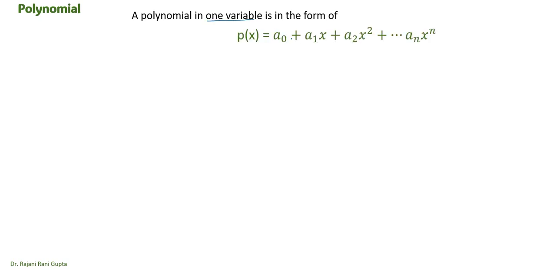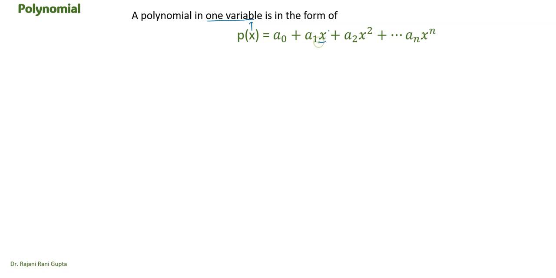Everyone, in this video, we will learn basic concepts of the polynomial. We start with the definition of polynomial. A polynomial in one variable is expressed in this form: p(x), where x is the variable, equals a0 + a1x + a2x^2 + and so on, up to an x^n.